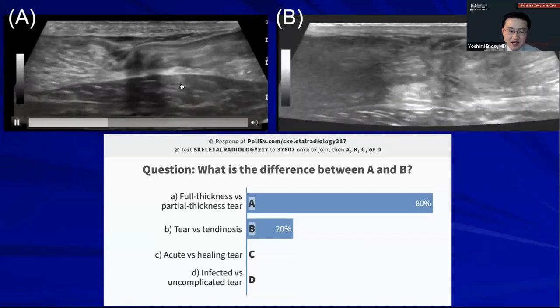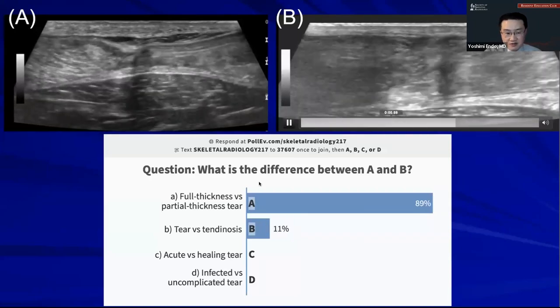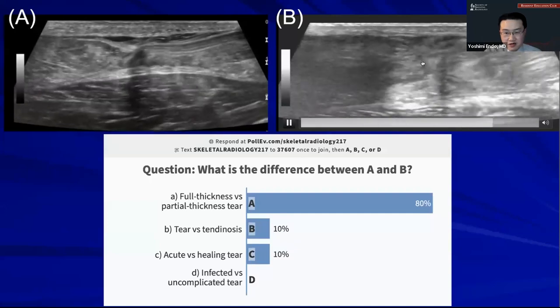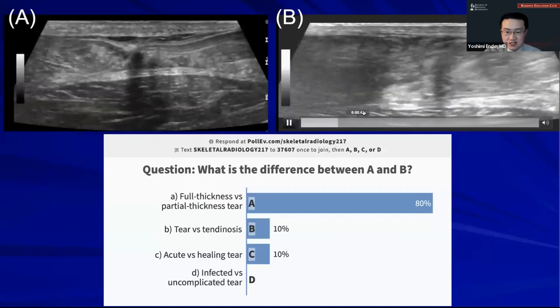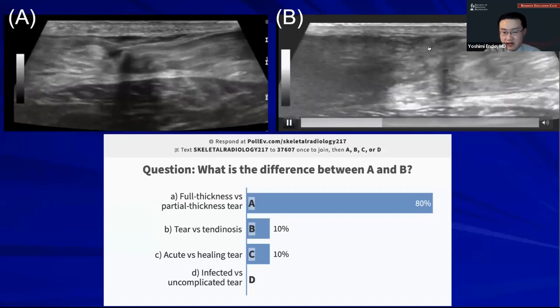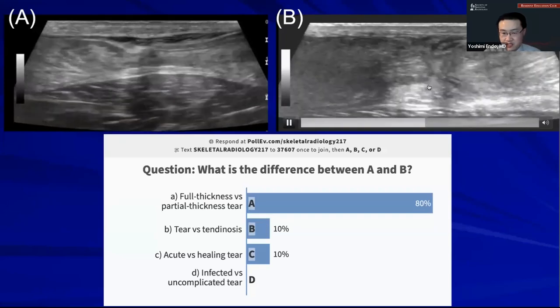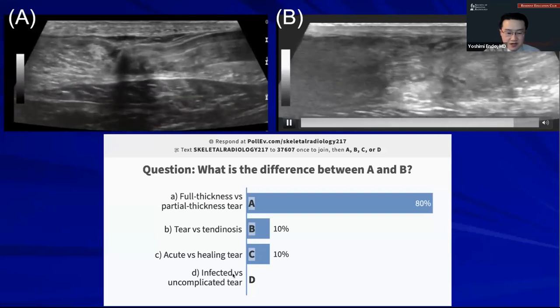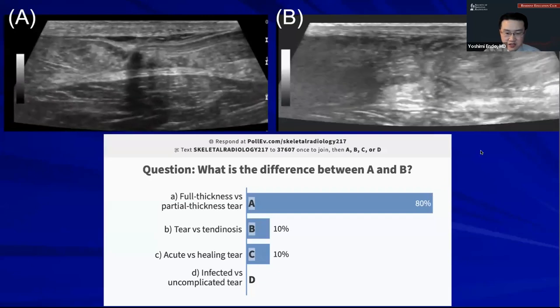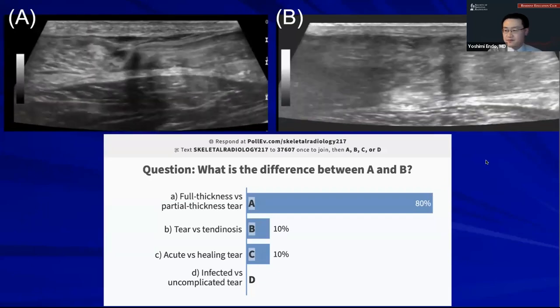They're both full thickness tears. It's not a partial thickness tear. It's full thickness. As for tear versus tendinosis, this is not just tendinosis, but an actual tear, because you can see a defect through the tendon. And infective versus uncomplicated, nobody chose that. That's not the correct answer.